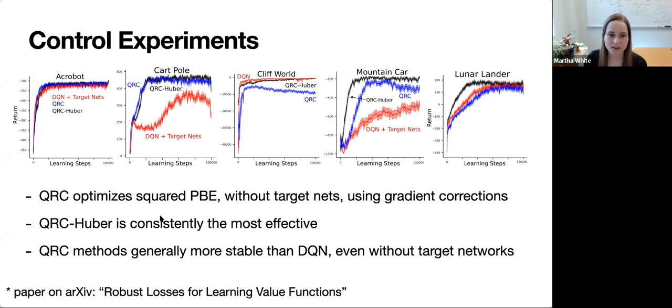And the neat things to notice here are that generally QRC Huber, the one that uses a more robust loss, is consistently the most effective. So this black line is generally just doing well across these problems. QRC is generally also doing okay, though sometimes not as well. So maybe it's not constraining that H as well. And sometimes the Q learning method does perfectly fine. And then other times it really is failing quite badly. So if you'd like to see a little bit more about this, we have this paper up on arXiv called Robust Losses for Learning Value Functions.